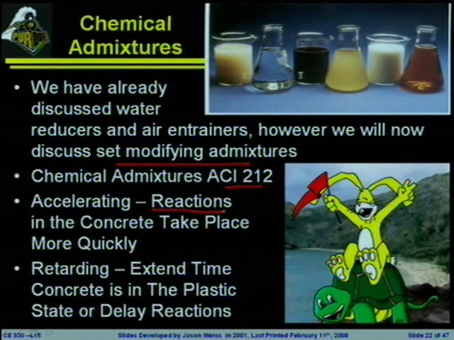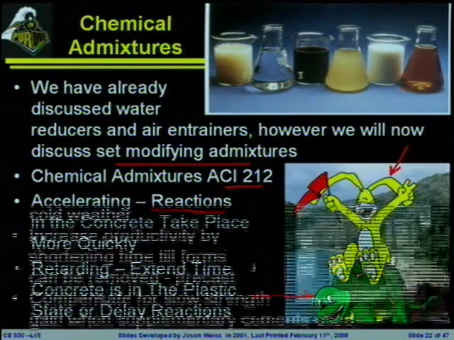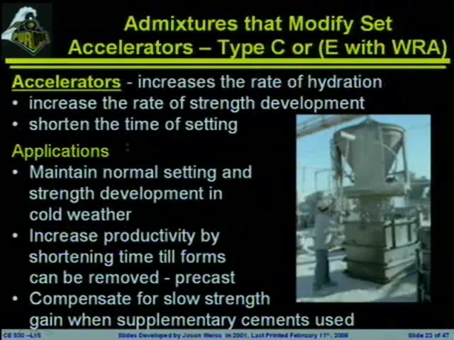Accelerators obviously are there to play the role of the rabbit. They are there to make the reaction take place more quickly. Retarders are there to play the role of the turtle. They're there to make the system go a little bit more slowly, delaying the overall reaction. So as mentioned, an accelerator is there to increase the rate of hydration.